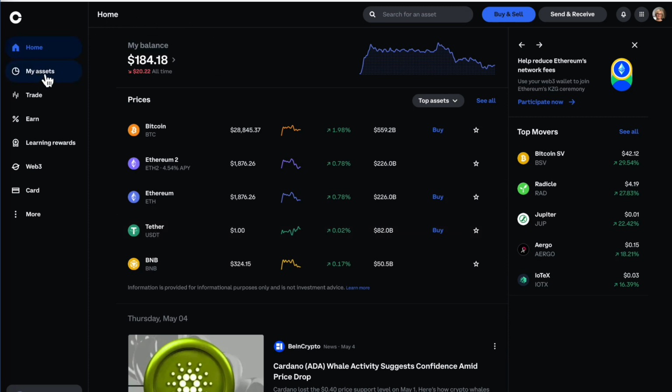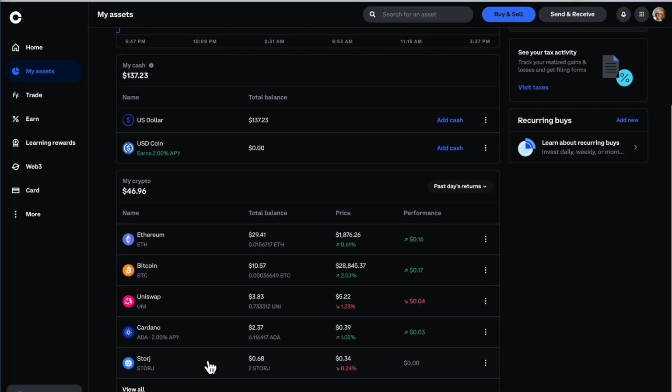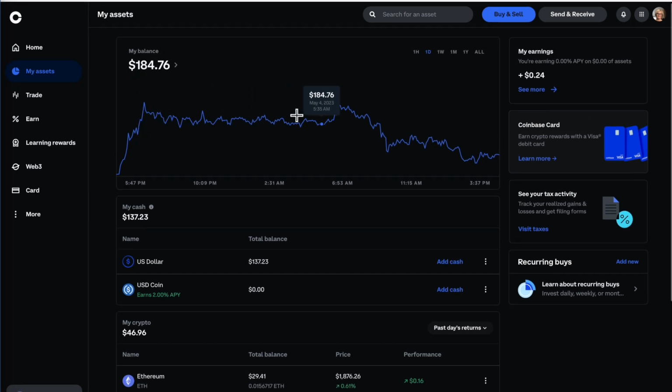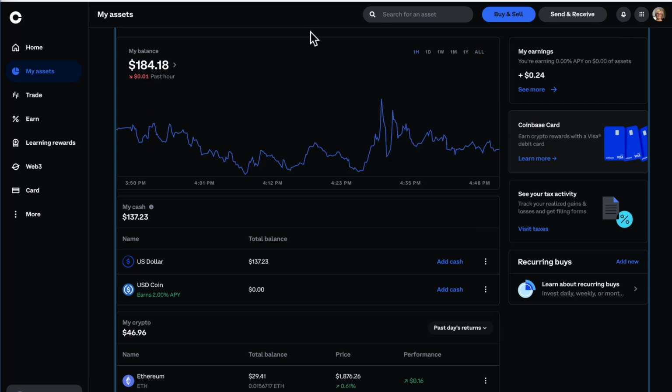Let's continue to my assets. Okay, so again, from this screen, you can see a list of both the cash and the crypto assets that you currently hold on this exchange. And you can see how they've moved up and down in price from this chart. You can even go back to different time periods. Let's go ahead and show you how to do a trade under the simple function.